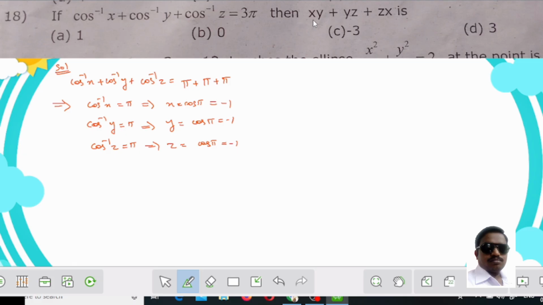Now our duty is to find out the value of xy plus yz plus zx only. So the value of x is minus 1, y is also minus 1. Minus 1 into minus 1 will become plus 1. Y value is minus 1, z value is minus 1. Minus 1 into minus 1 is plus 1. Z is minus 1, x is minus 1. So zx is plus 1. So the value is 3. So where is 3? Option D is the right answer.